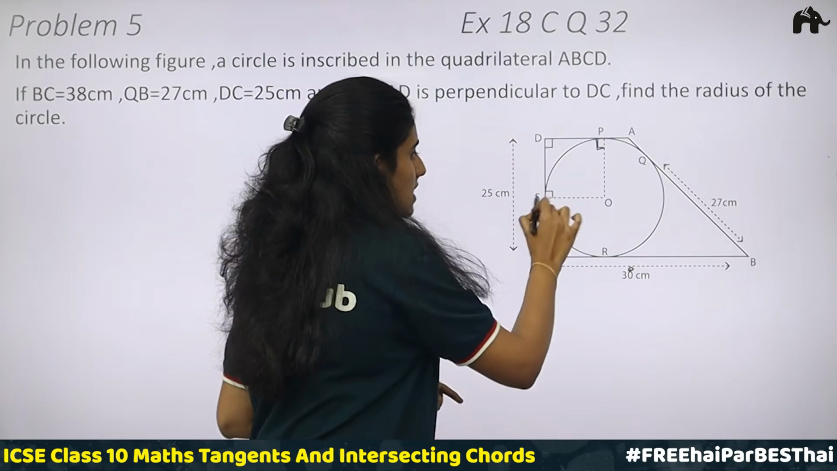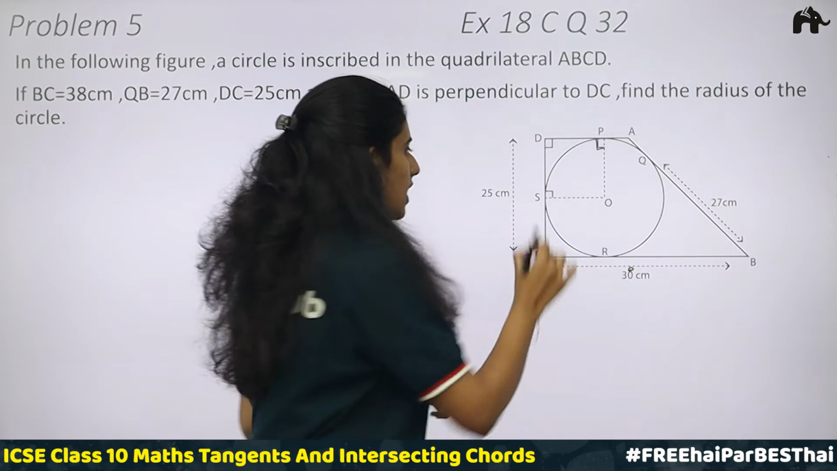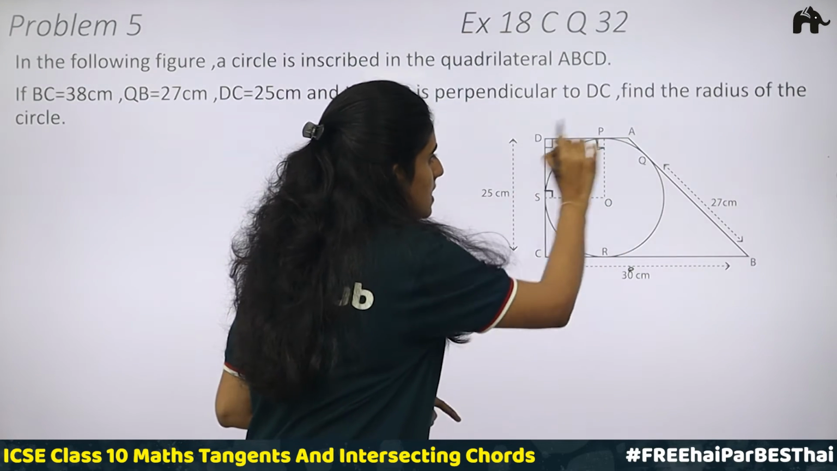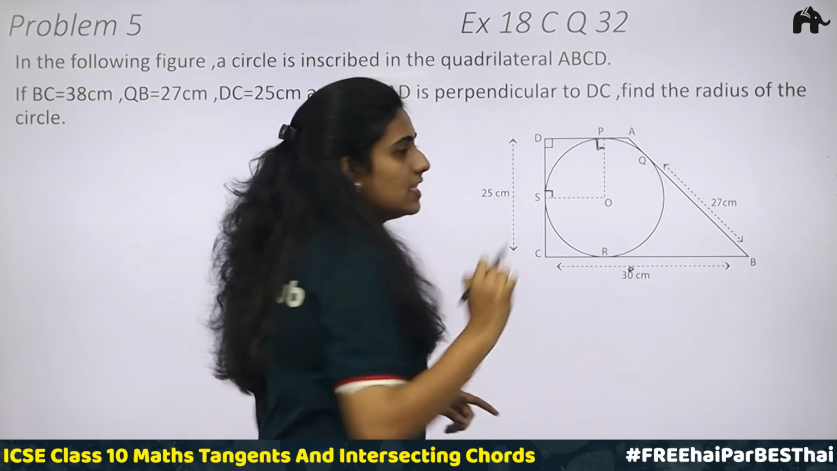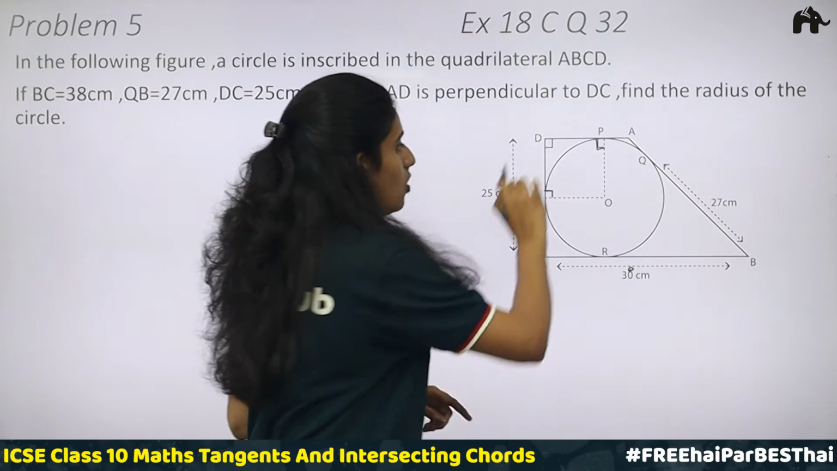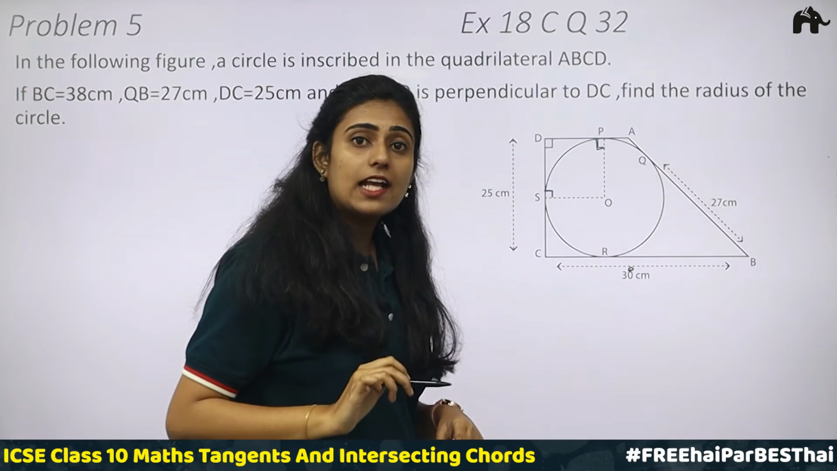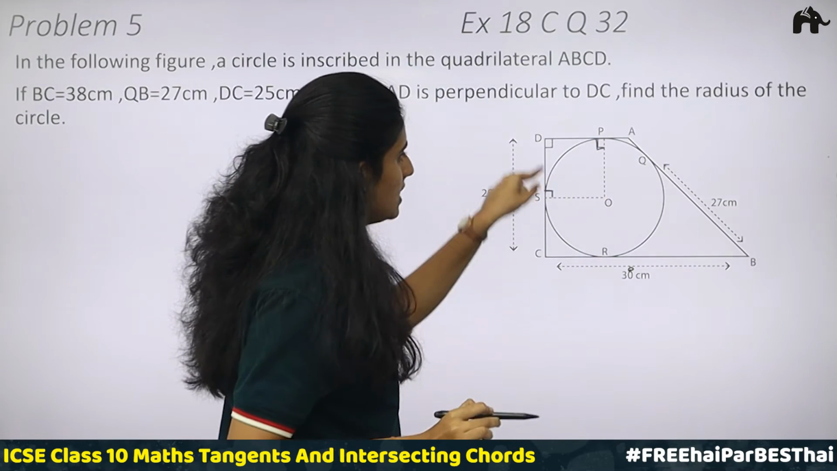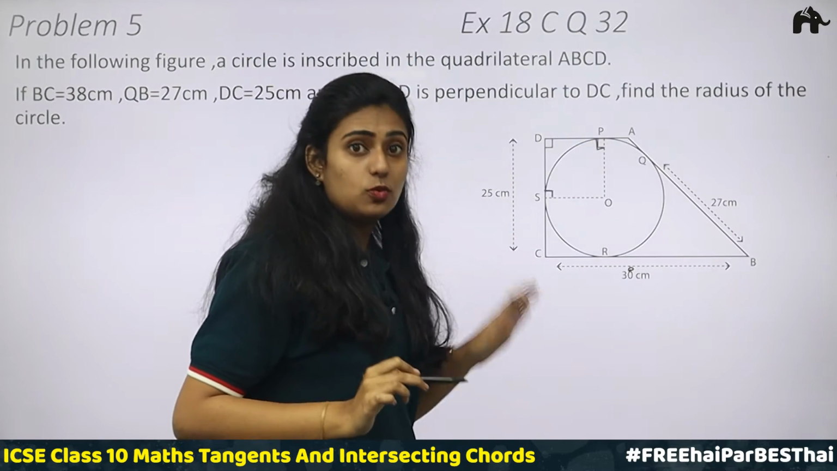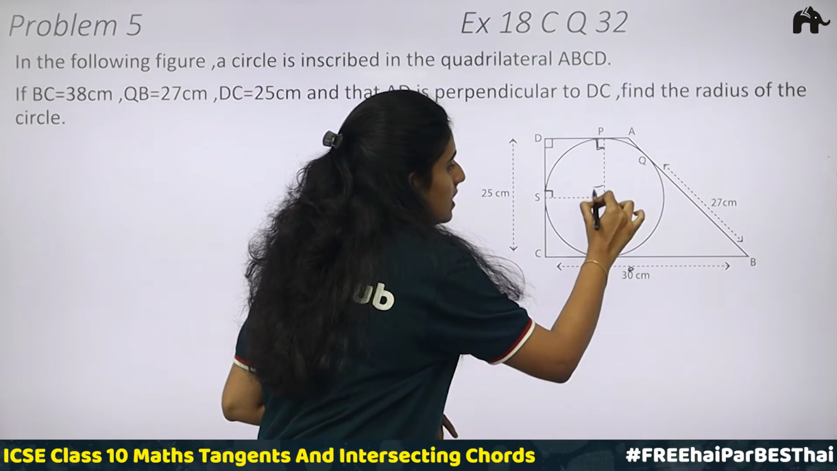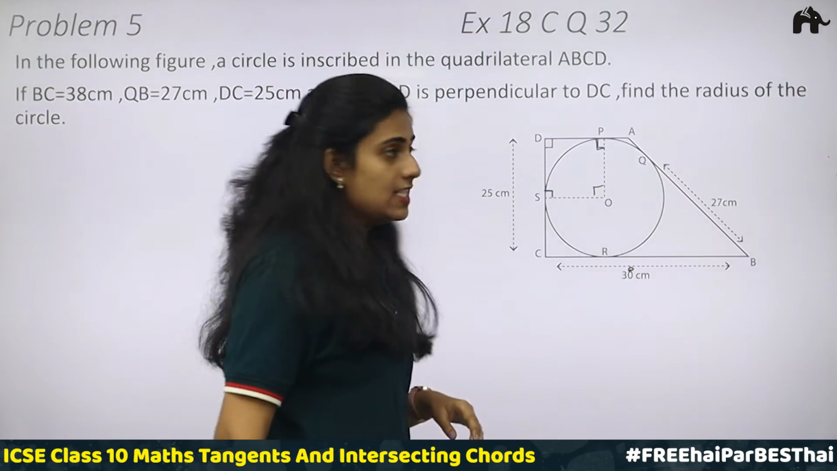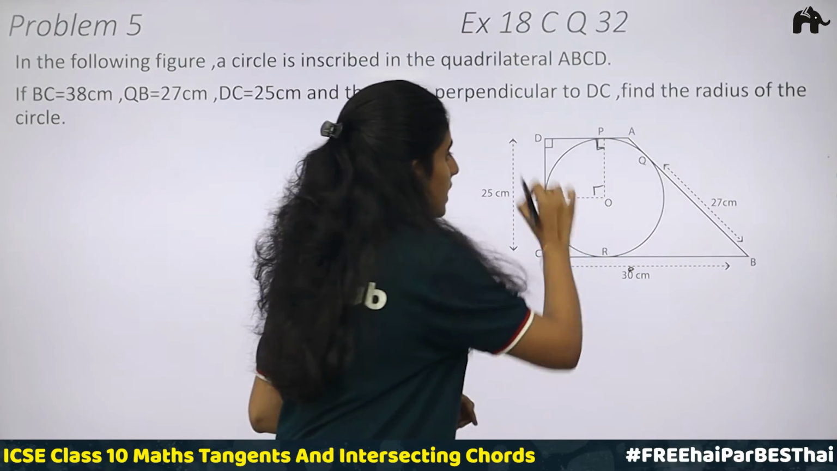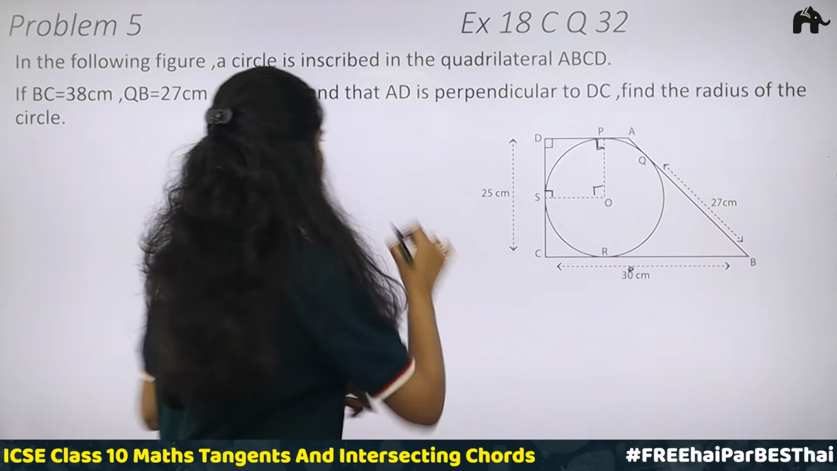The angle made between the tangent and the radius will be equal to 90 degrees. This angle is also 90 degrees. When you consider this part, here we have 3 angles equal to 90 degrees. For a quadrilateral, we know that the total angle will be equal to 360 degrees. If 3 angles are 90, 90 plus 90 plus 90, we get 270 degrees. Then this angle should also be equal to 90 degrees. Therefore, we'll be getting this figure to be a square.